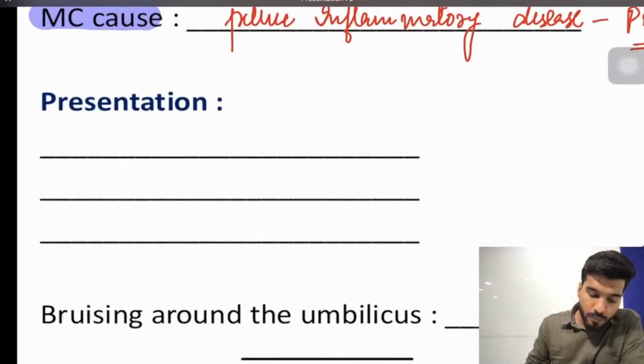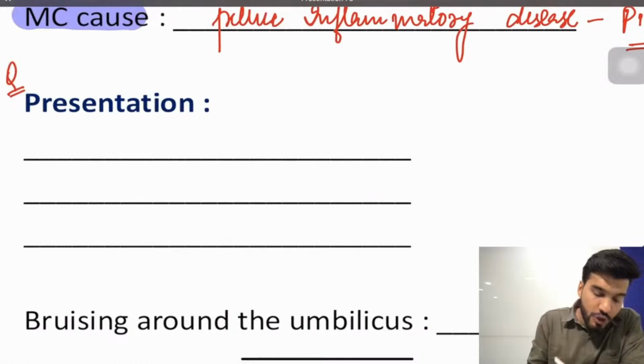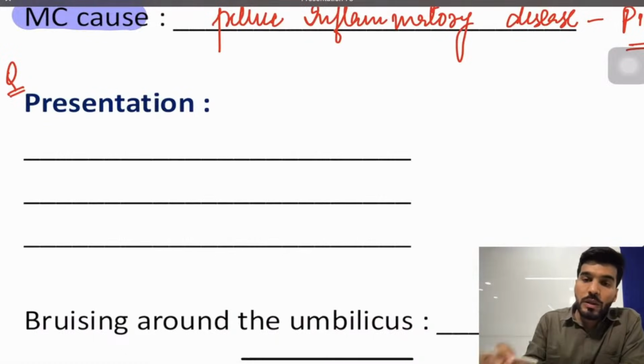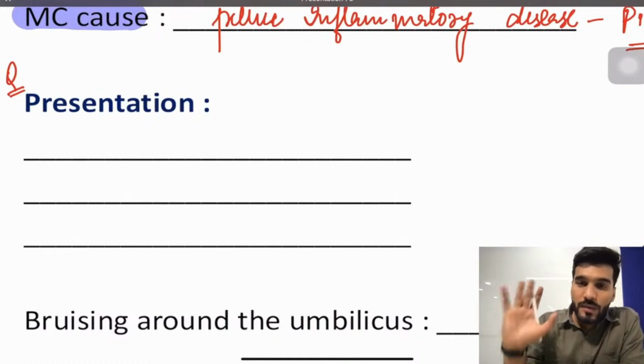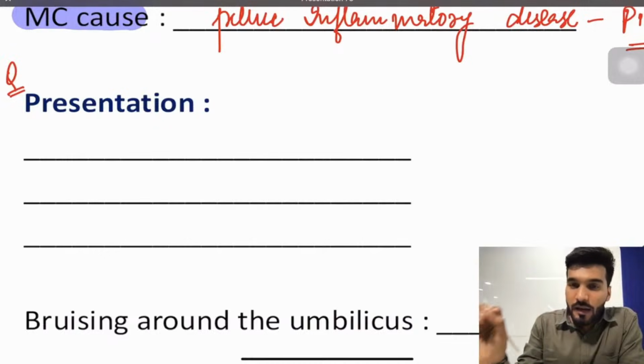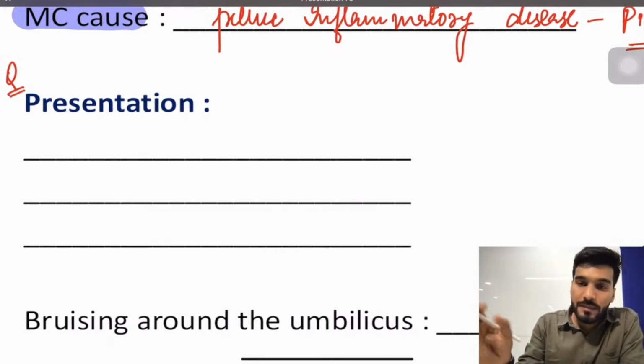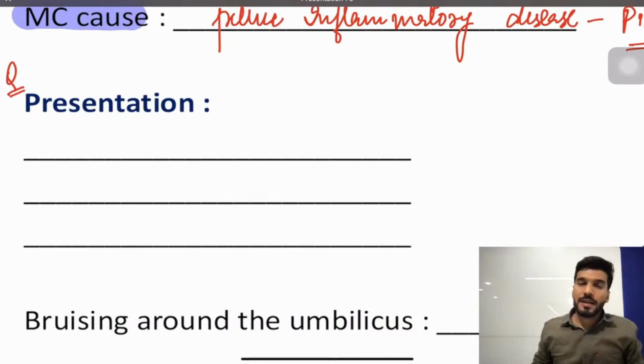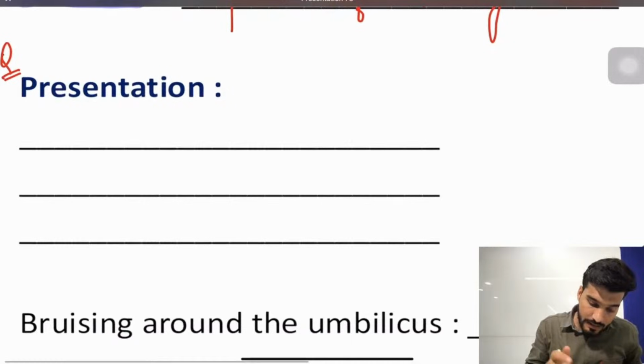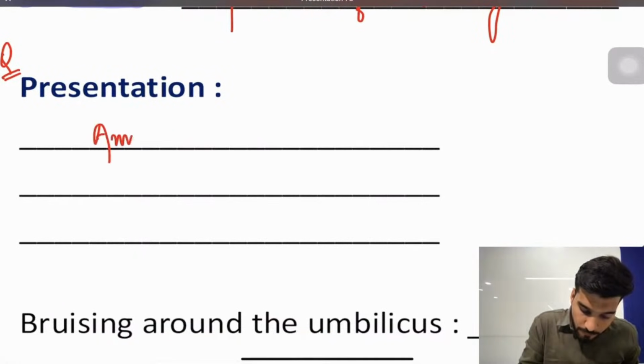Now, the most important point in this particular topic is the presentation of the patient. As we all know, in all OB-GYN questions there will be a common presentation: the patient is complaining of pain abdomen and bleeding. Now, the classical presentation of an ectopic pregnancy has three things. The patient will first complain of amenorrhea.